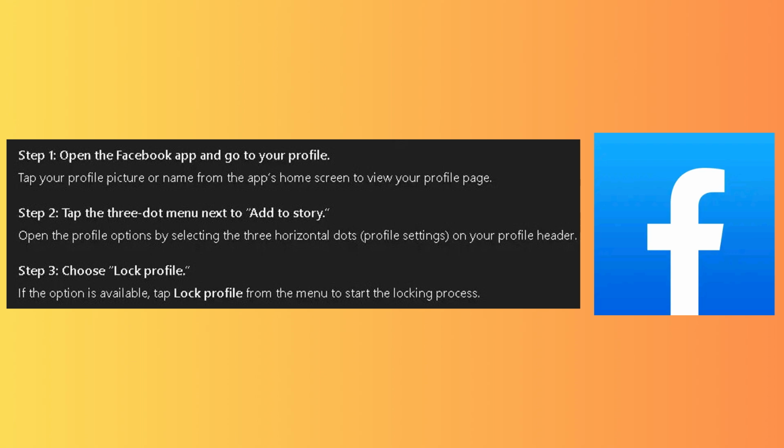Open the Facebook app and go to your profile. Tap on your profile picture or name on the app's home screen to view your profile. Tap the three dots in the menu next to Add to Story. Open the profile options by selecting the three horizontal dots on your profile header. Choose Lock Profile. If the option is available, tap Lock Profile from the menu to start the locking process.